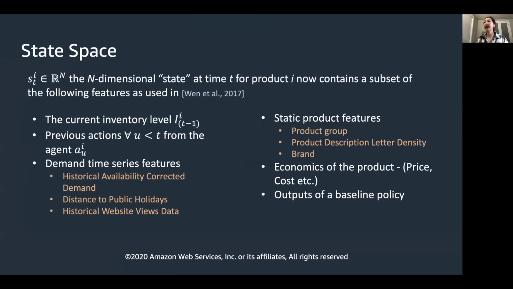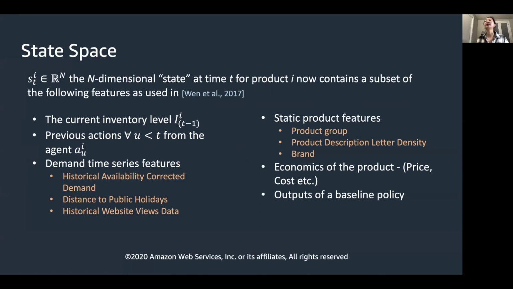So before we look at the actual training results, let's do a quick summary of what the state space and action space are. The state space is the n-dimensional space at time t for product i, and it contains a subset of all the features listed here. The current inventory level, as well as previous actions from the agent.